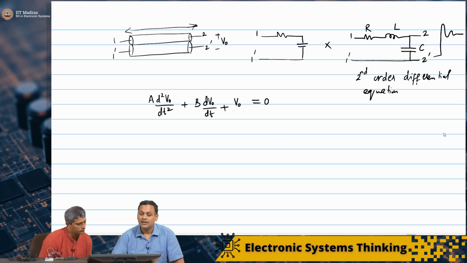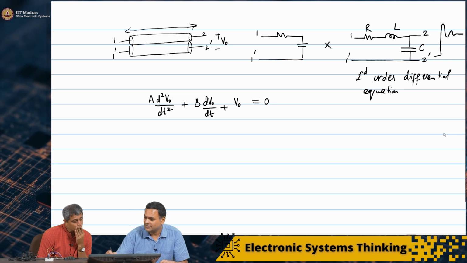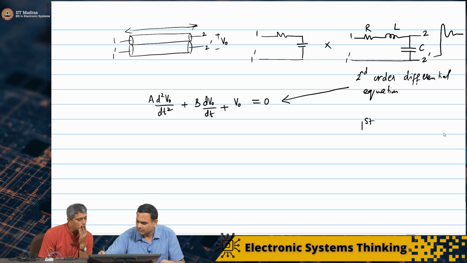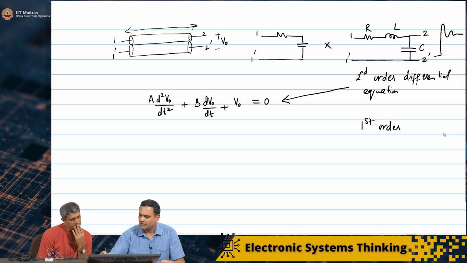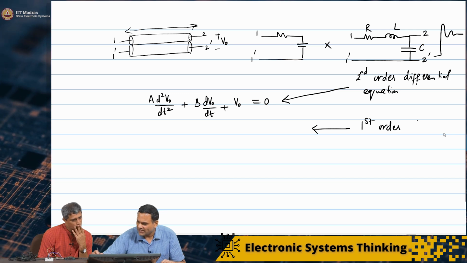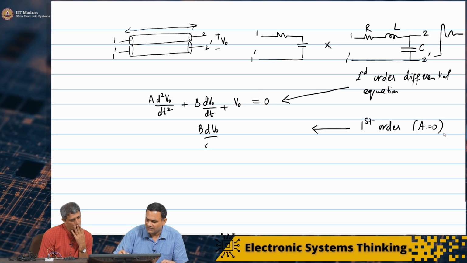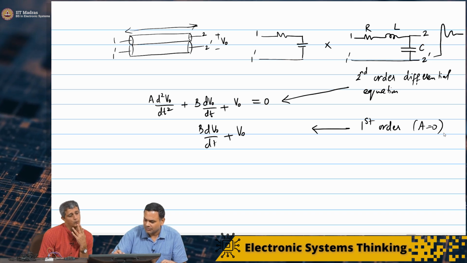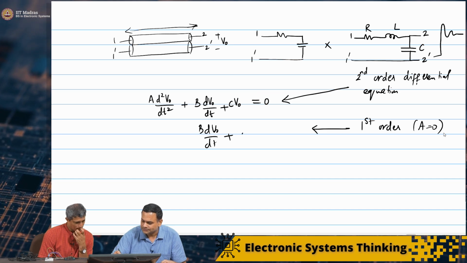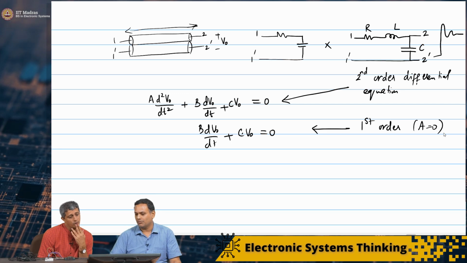So when we looked at the RC filter, the first order one can be obtained by just making A equal to 0. So A equal to 0 gave us B dV naught by dt plus C V naught. This is our general form of the first order.